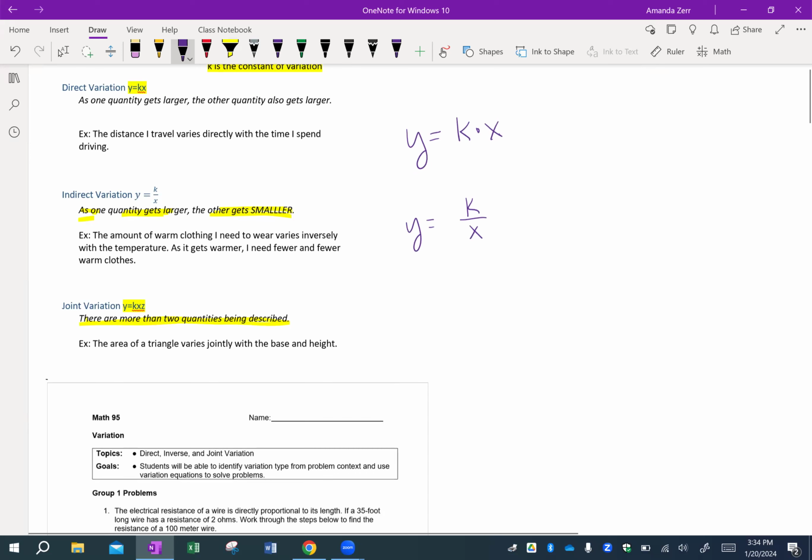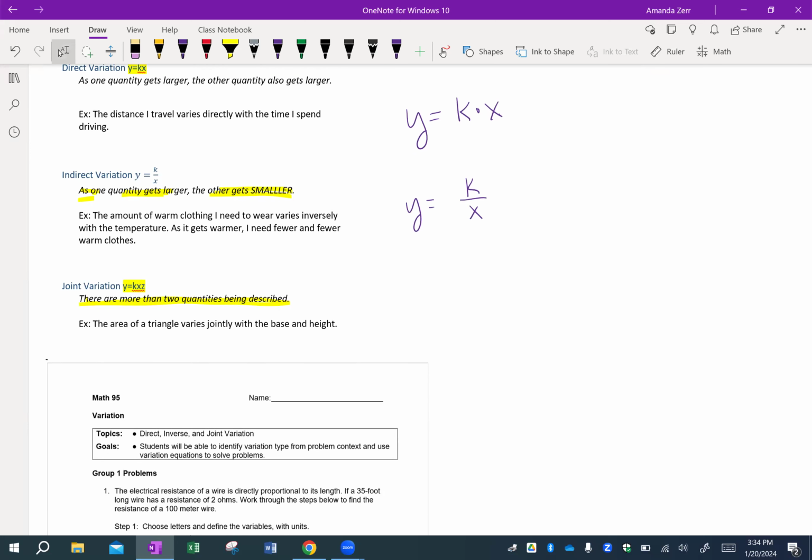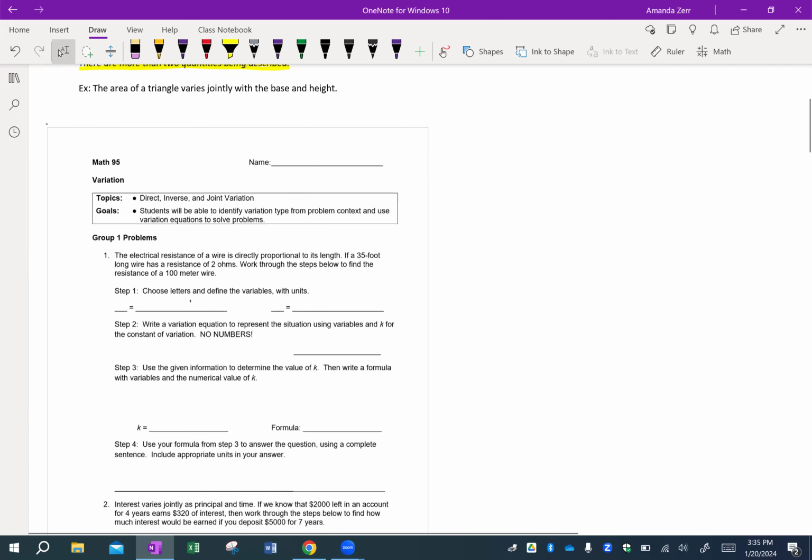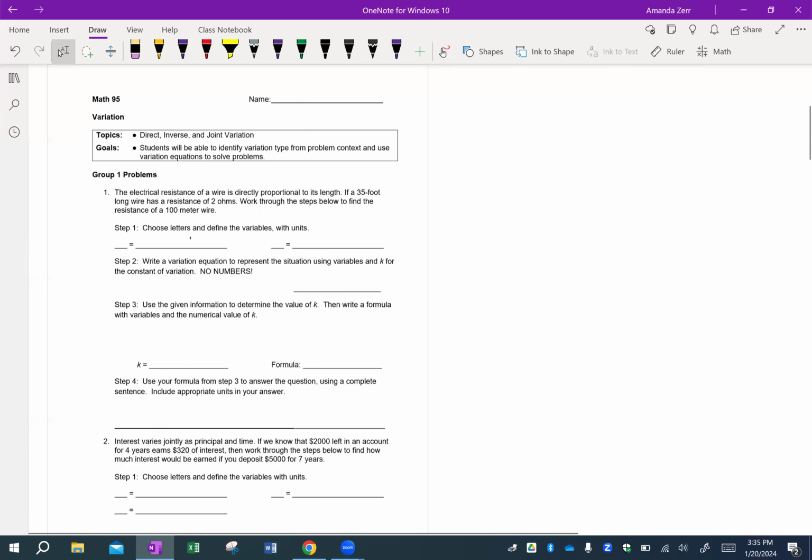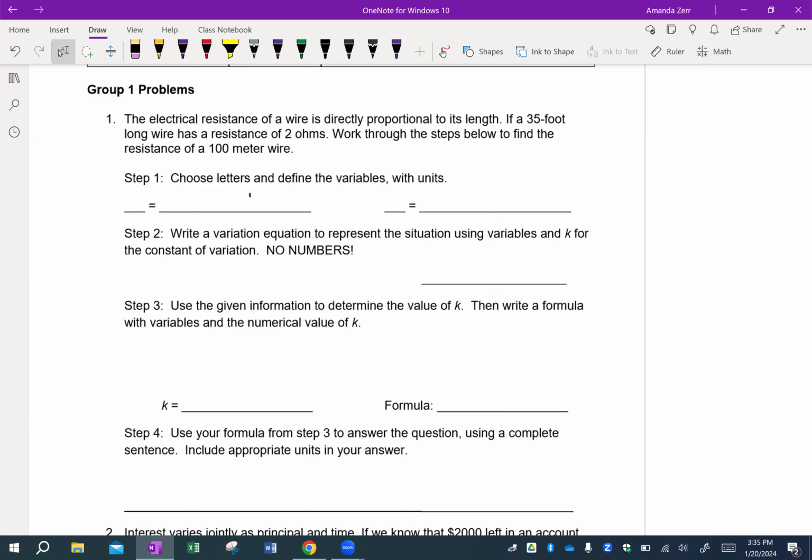And then sometimes there's a combination of different quantities, and that's a joint variation. So let's do an example. The electrical resistance on a wire: the resistance on a wire is directly proportional to its length. I see those words, directly proportional, so in my head I'm thinking of that setup, y equals some constant times x.